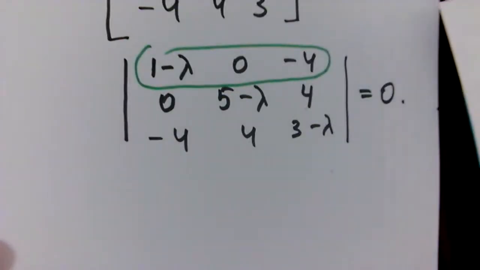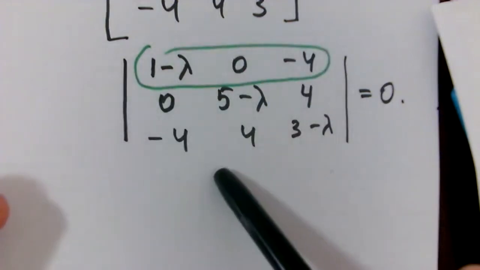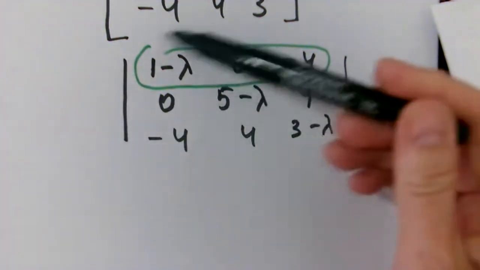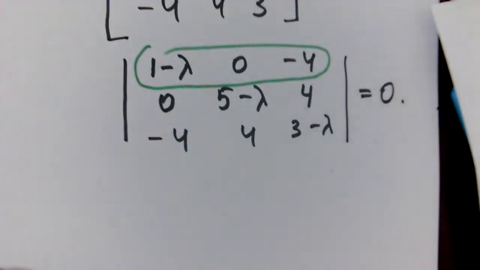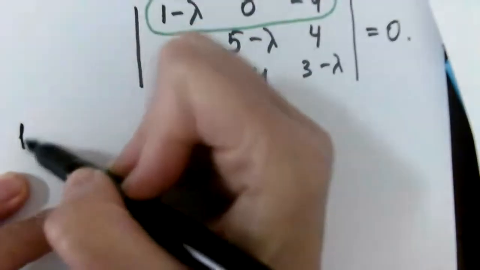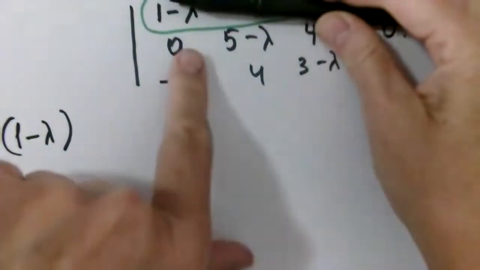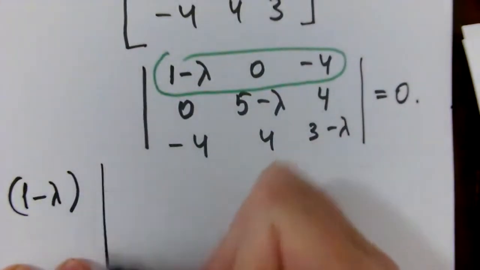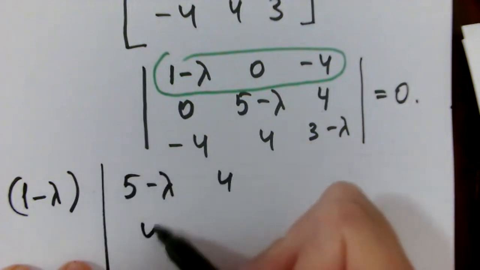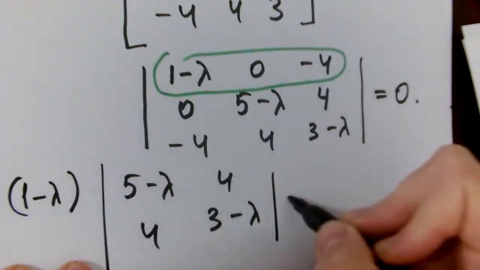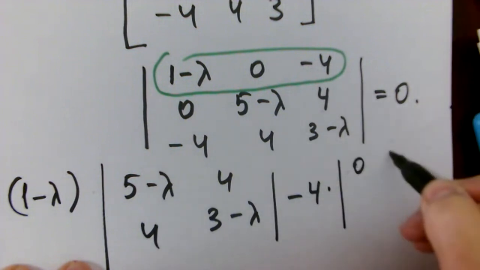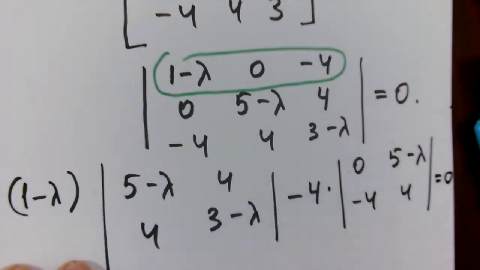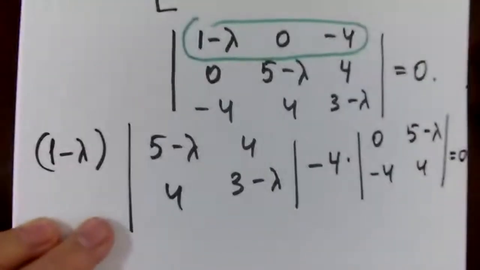By the way, if you get completely stuck, if you expanded your 3 by 3 determinant and you just got stuck, you can start all over again, expanding by some different row or column. Sometimes it works. But now I'm determined to do it this way. So 1 minus lambda times this determinant which is left after crossing out the corresponding row and column. So it will be 5 minus lambda, 4, 4, 3 minus lambda, and then we move immediately to minus 4, 0, 5 minus lambda, and here we have minus 4, and 4, and all this is equal to 0. I hope it's in the field of view.